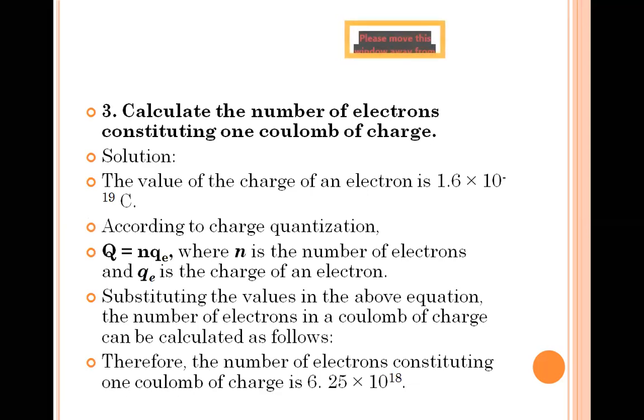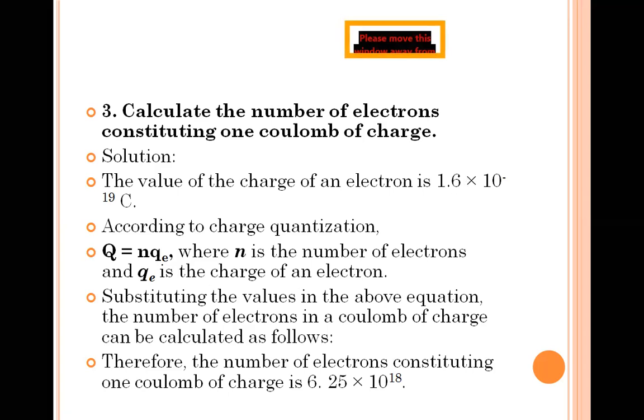Next is, calculate the number of electrons constituting 1 coulomb of charge. How many electrons are there? We have already studied that 1 coulomb contains 6 into 10 to the power 18 electrons. And this is the next formula, that Q is equal to Ne, where N is the number of electrons and Q or e we can use as the charge on 1 electron. We also have to learn this value, that the charge of 1 electron is 1.6 into 10 to the power minus 19.